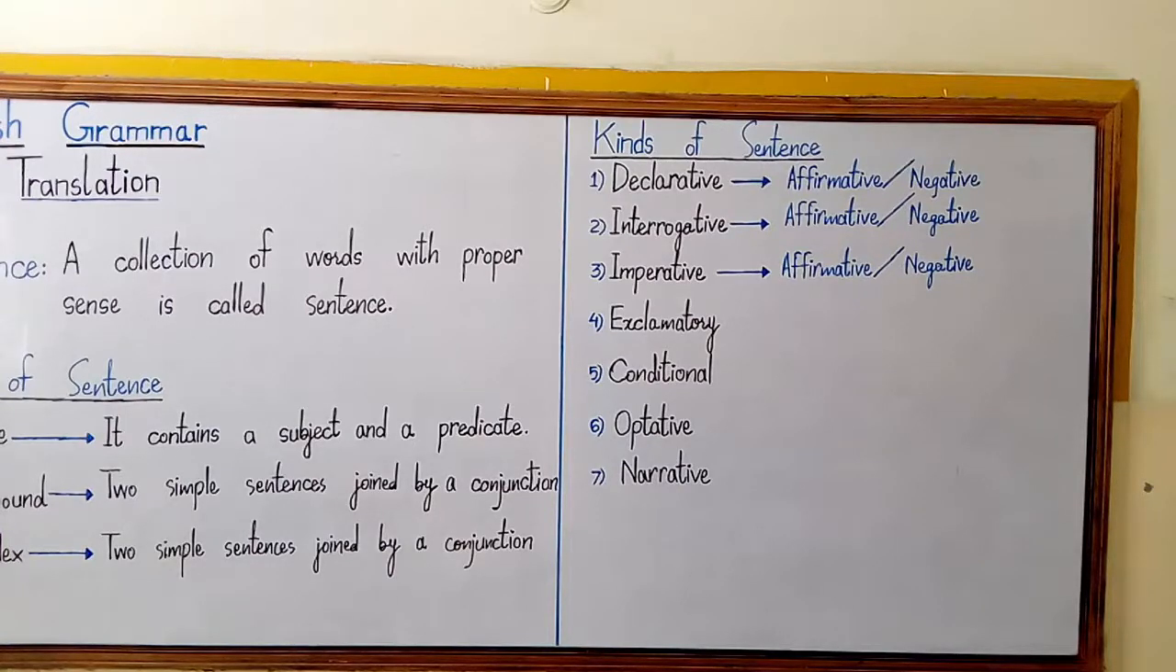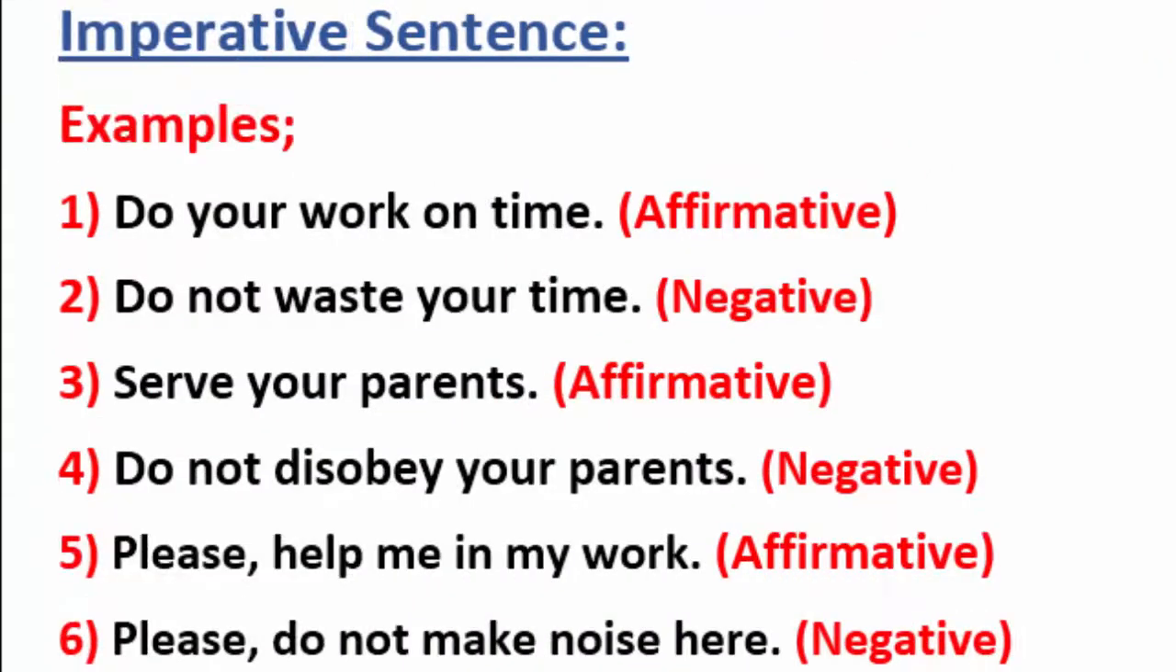For example, example number 1, do your work on time. This is an example of affirmative imperative sentence. Example number 2, do not waste your time. This is negative imperative sentence. Example number 3, serve your parents. This is affirmative imperative sentence. Example number 4, do not disobey your parents. This is an example of negative imperative sentence.